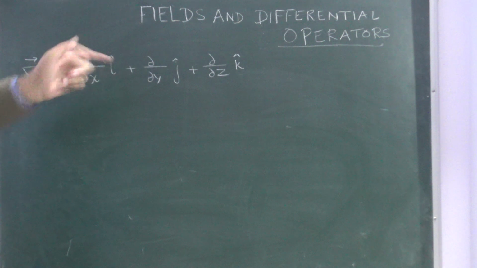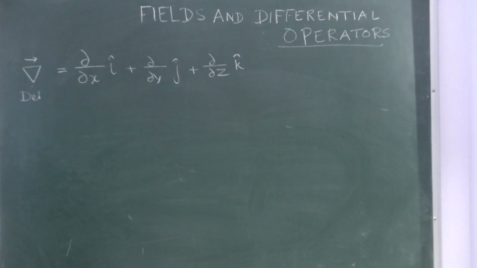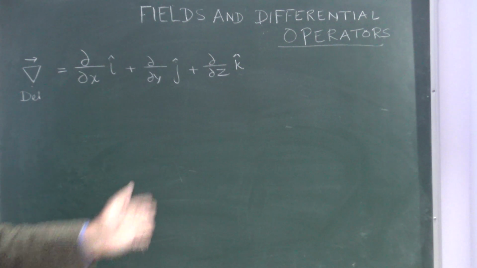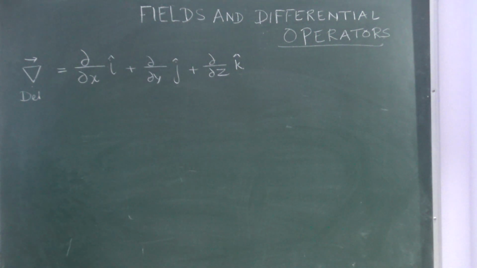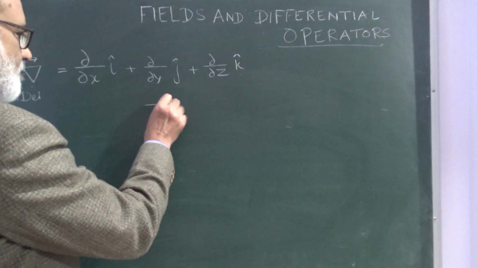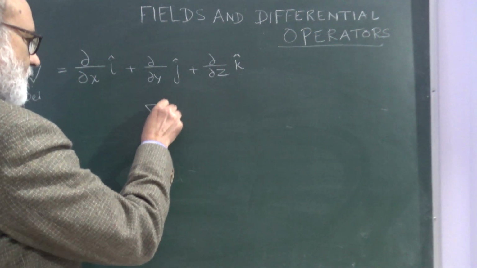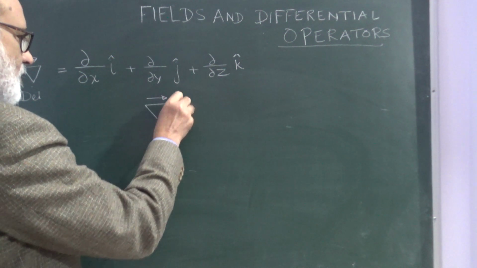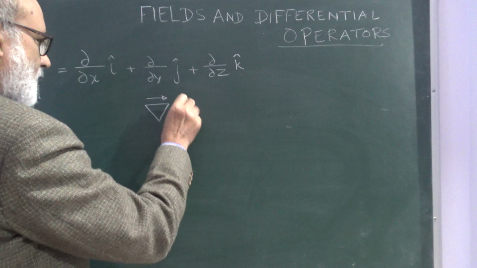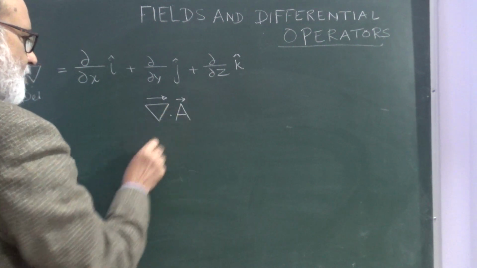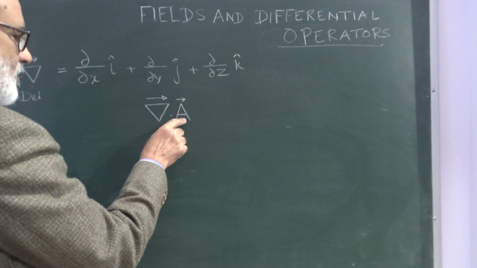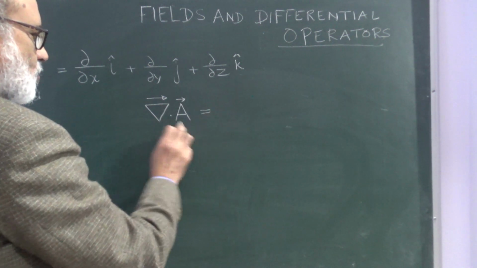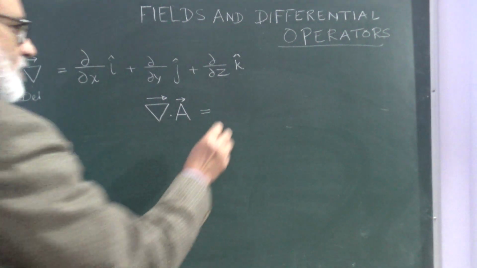So this differential operator, when it acts on the fields, creates a new field. When this differential operator acts on, suppose, a vector field, let the vector field be denoted by A, if this operator operates on a vector field, this gives you a new field which is a scalar field.